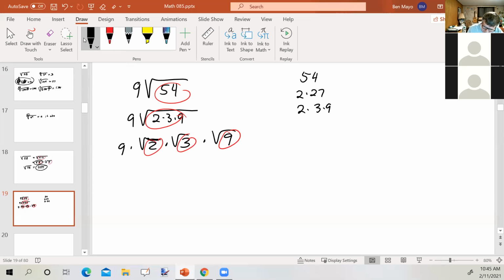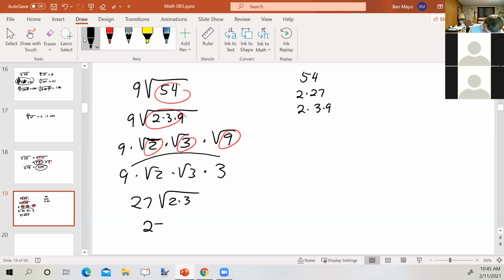Now, 9 times the square root of 2 times the square root of 3. Oh, the square root of 9 is a 3. So I can undo that square root of 9, kick it outside where it's a 3, put these together, 27 square roots of 6. So 9 square roots of 54 becomes 27 square roots of 6.